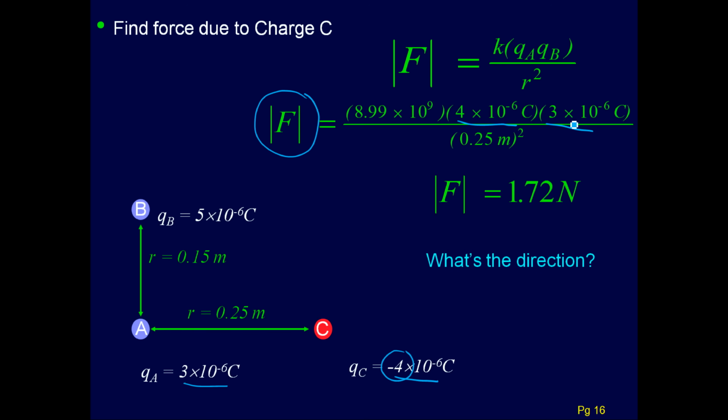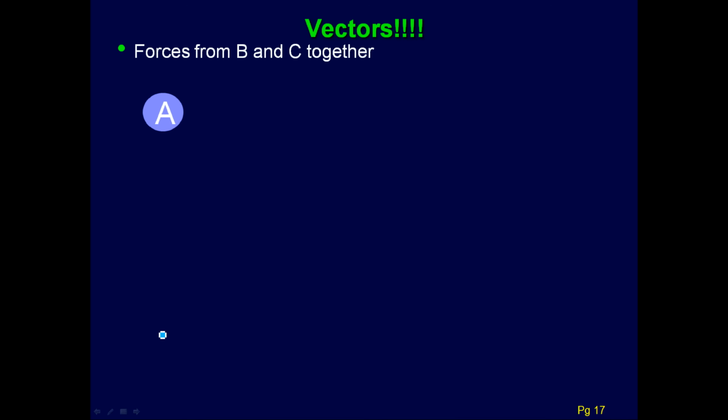And again, we want to know, what's the direction? This is charge C acting on A. These are opposite charges, so they're going to be attractive, and the force is going to go this way. Most of the time with these kinds of problems, you've done the physics part, and now it comes down to math. On my charge A, if we did this correctly, my force in the x direction is 1.72 newtons, and my force in the y direction is 5.99 newtons.